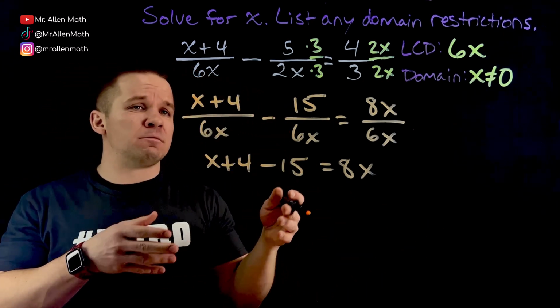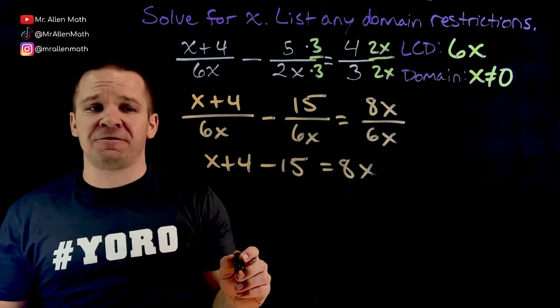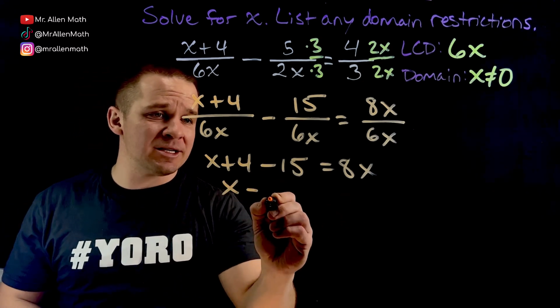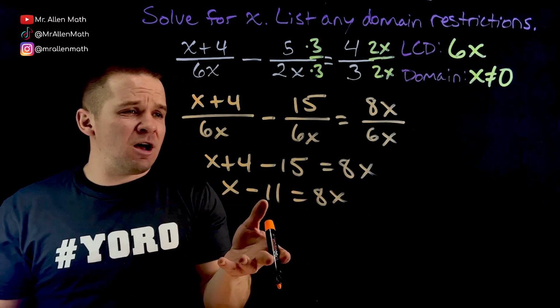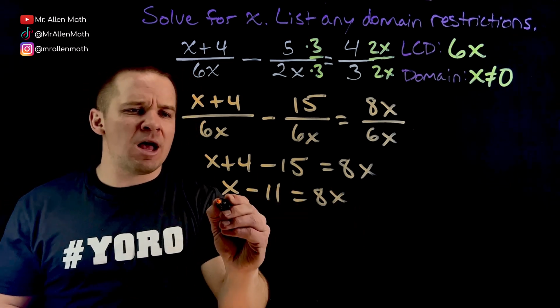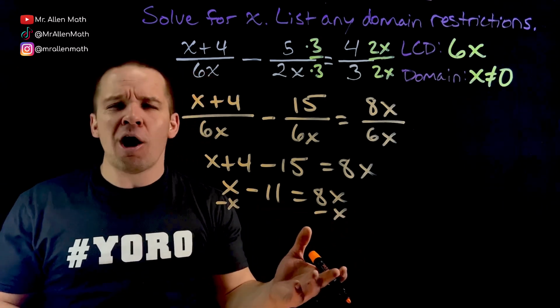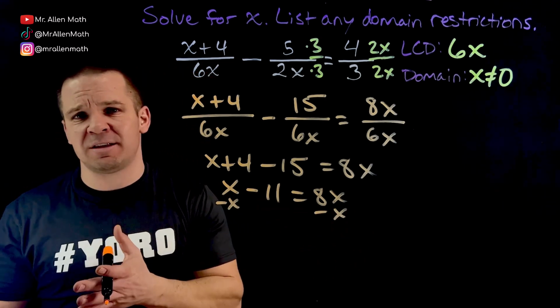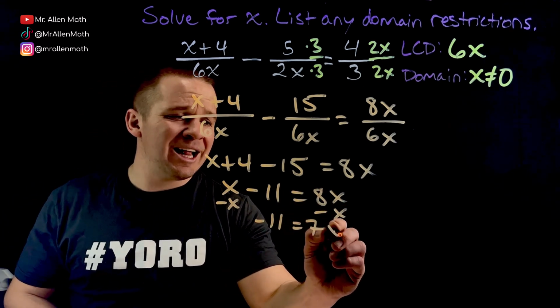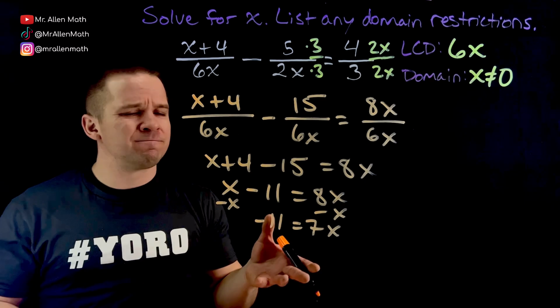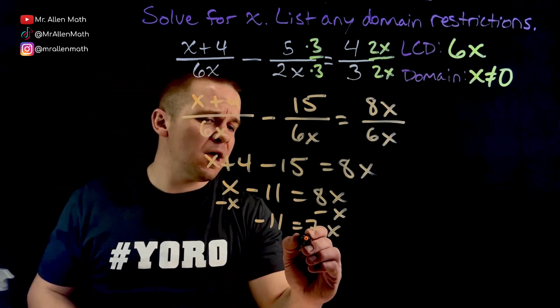Now, let's combine some like terms. I've got 4 and I've got negative 15. So that's going to give me x minus 11 equals 8x. Now I'm going to solve. I've got to get x by itself, so how about I subtract x from both sides? Oftentimes I do prefer x on the left-hand side, but here it made sense just to move it to the right-hand side. Fewer steps, less time.